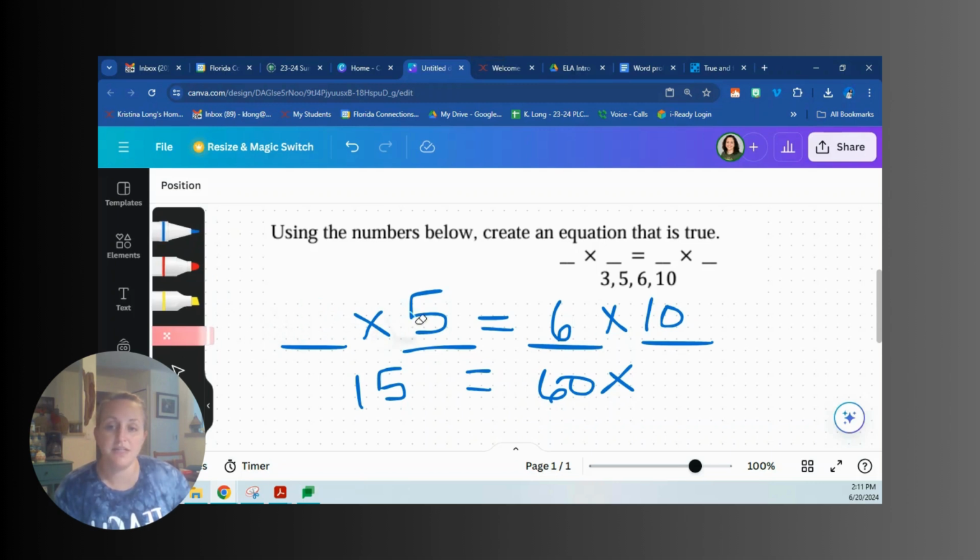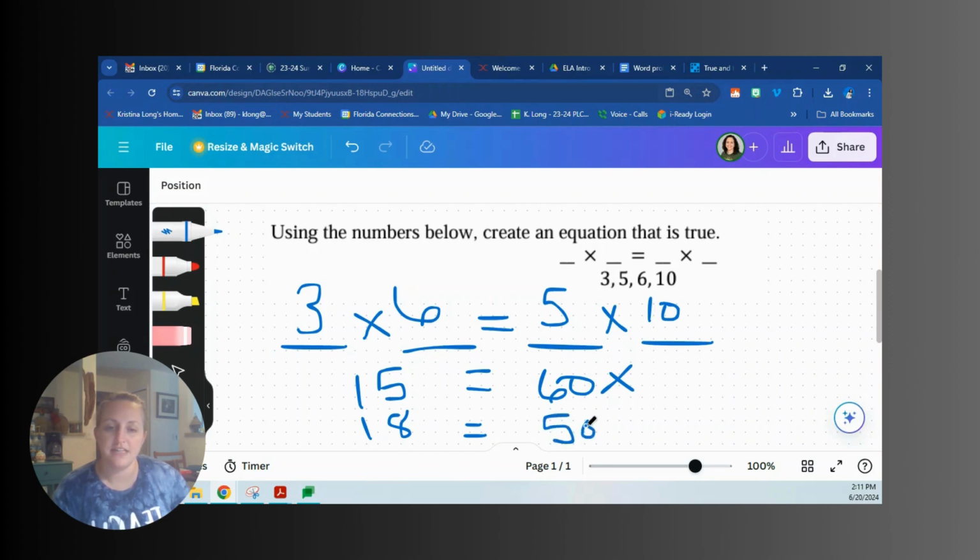So in my case, I'm going to erase. You don't have to erase. You could just rewrite it again down below, but I want us to be able to see the problem. All right, so now I'm going to try, well, let's try 3 times 6 and 5 times 10. All right, so 3 times 6 is 18. 5 times 10 is 50. Oops, that's not true either. All right, I've already multiplied the 6 times 10. I've multiplied the 5 times the 10. Let's try multiplying the 3 times the 10.